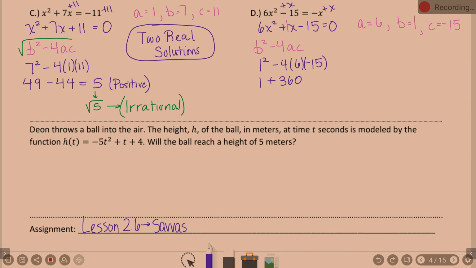What do we know about 1 plus 360? 361, and most importantly, that is positive. It's positive again. What's that mean? There are 2 real solutions.